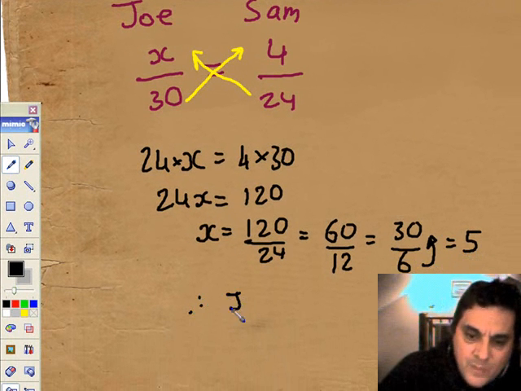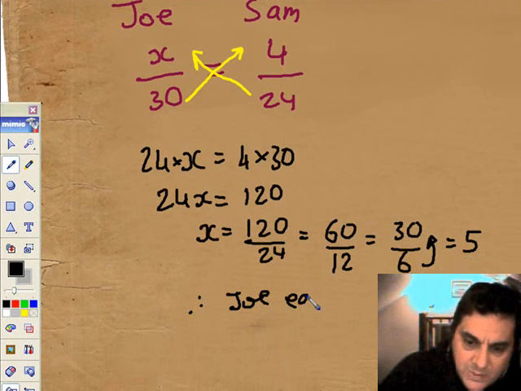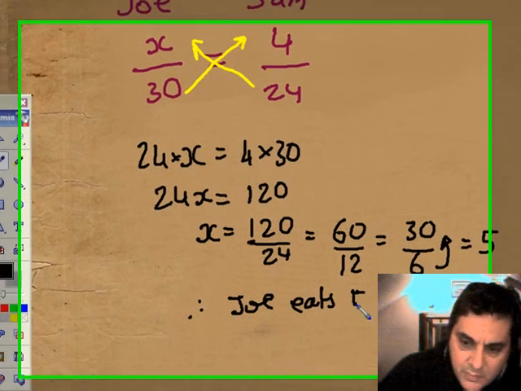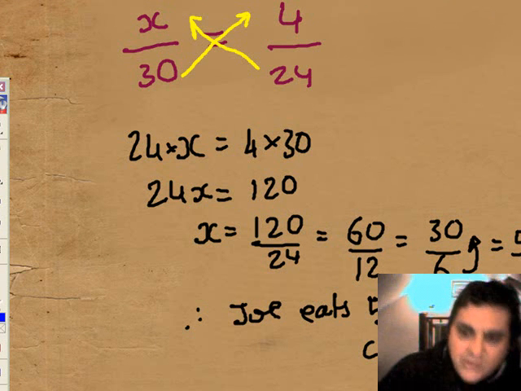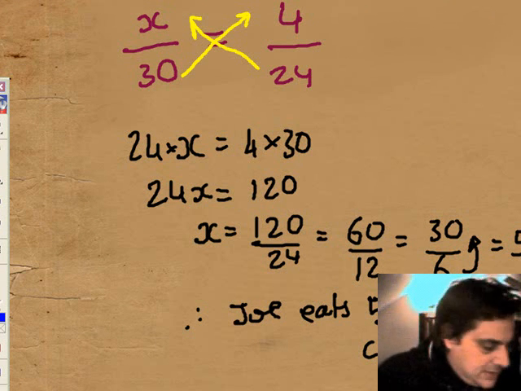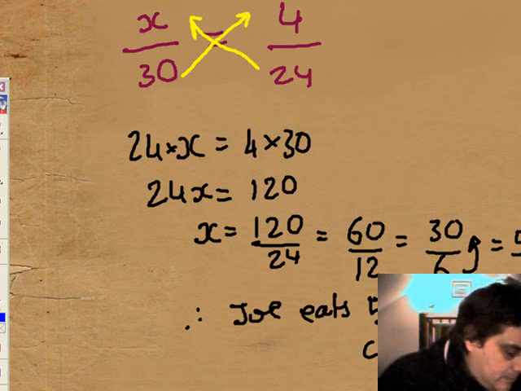So what we got? We have Joe eats 5, snapping there, 5 pieces of chocky. There you go, because I can't really spell chocolate. Is that alright? So that's about it really.